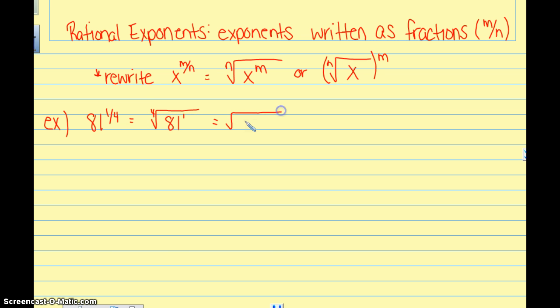So to simplify it, I want to know what number 4 times is going to give me 81. So let's go ahead and break down 81 into the prime numbers that make it up. So 81 is 9 times 9, and then each 9 becomes 3 times 3. So 3 times 3 times 3 times 3. So as you can see, 81 is a perfect 4th root because there are 4 3's, and that matches the number that is on the index. So my answer is 3.